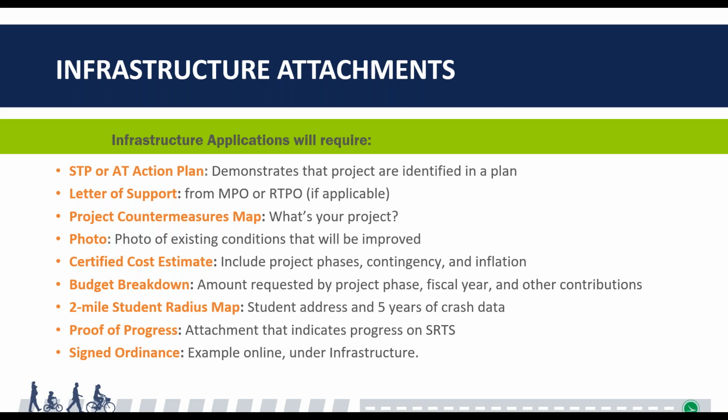You'll have to attach a 2-mile student radius map, and proof of progress, which is just something that's happened that indicates that your community is working to advance Safe Routes to School, whether that's meeting minutes because you've been talking about Safe Routes to School and events that are coming up, or photos of a walk to school day, or examples of some other school-related assembly related to walking and biking to school, some sort of proof that your community is organizing around Safe Routes to School.